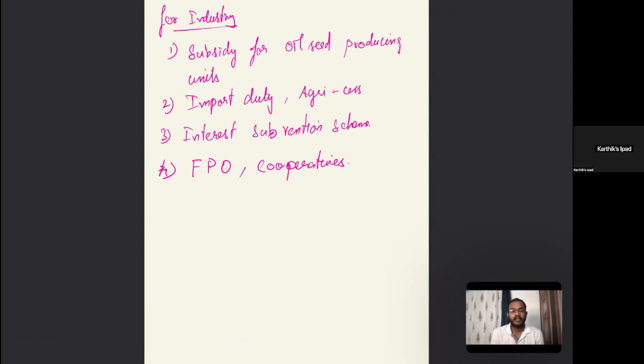And with respect to the industries, supply for oilseed producing units has been created. Import duty, in 2022 also, they reduced the import duty to 0 because we have been largely importing the raw materials. For example, palm oil comes from Indonesia and Malaysia regions, sunflower oil comes from Ukrainian regions, right? Agriculture cess has been reduced to 5% in 2022, right? Interest subvention schemes have been there. In the last 1 year, the government of India has been largely working on farmer producer organizations, cluster-based development programs, enhancing the cooperative societies. All this has been there.